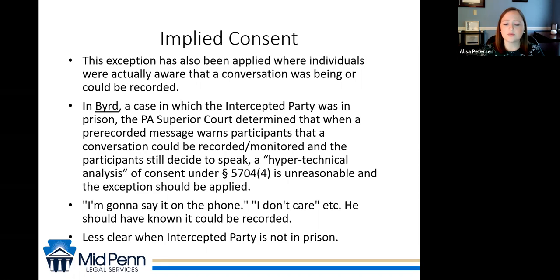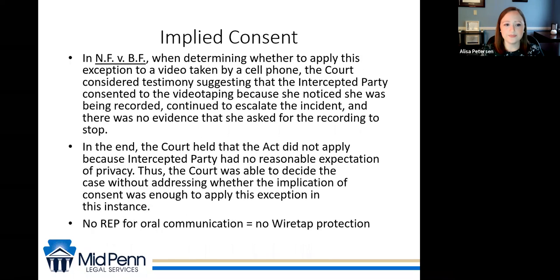It's less clear whether this would be the same result if it was a call such as when you call customer support and they have that recording that says the call could be monitored for quality and training purposes. I did not see any case law on whether or not that would be sufficient. I find it less likely that it would, because we know that people in prison have less of a privacy interest than people outside incarceration.